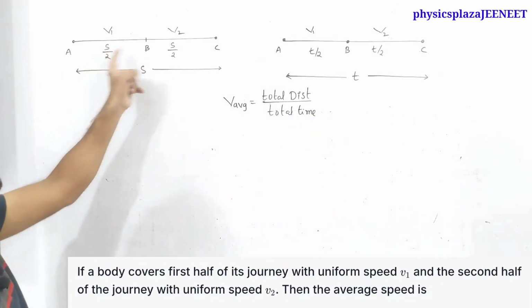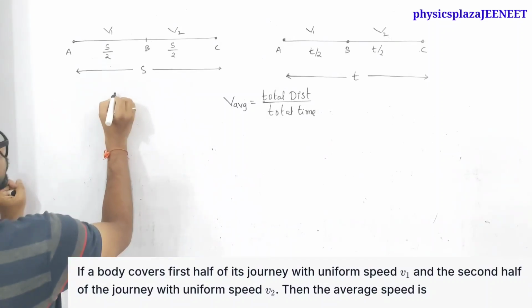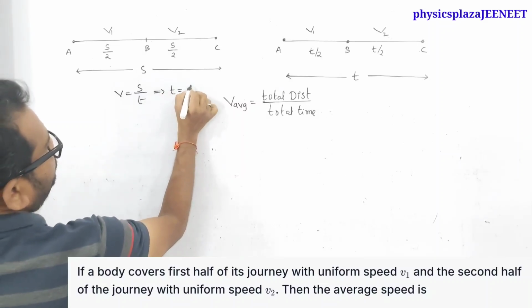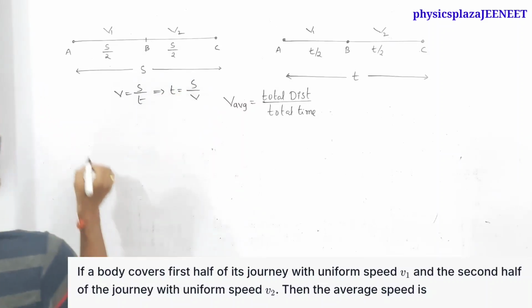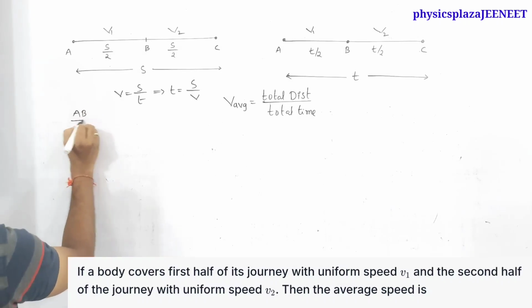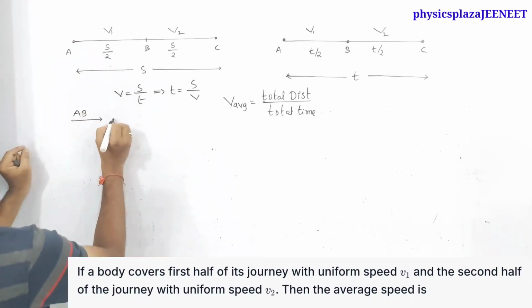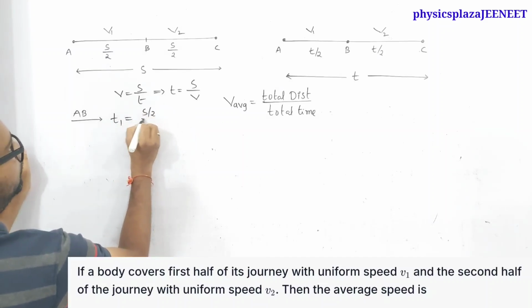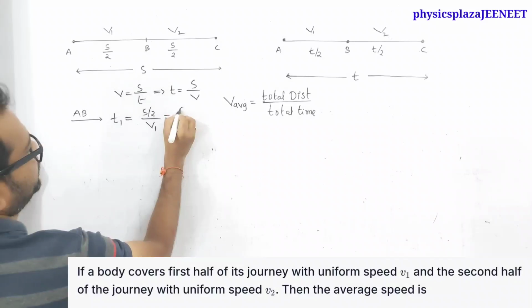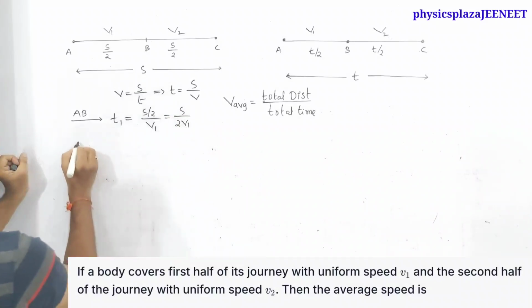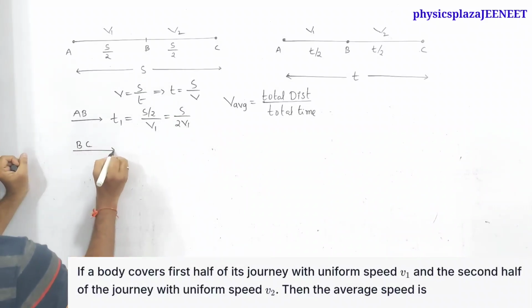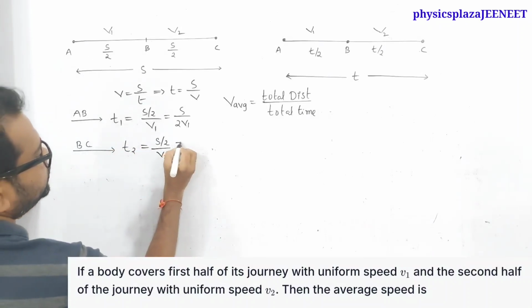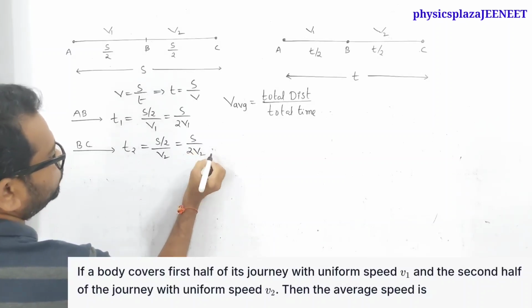But here time is not given, but we know that speed is equal to distance by time. From this, time is equal to distance by speed. So from A to B, the speed is V1, let the time be T1, so this will be distance S by 2 divided by V1, so T1 is S by 2V1. Same from B to C: distance traveled is S by 2, speed is V2, so T2 is S by 2V2.